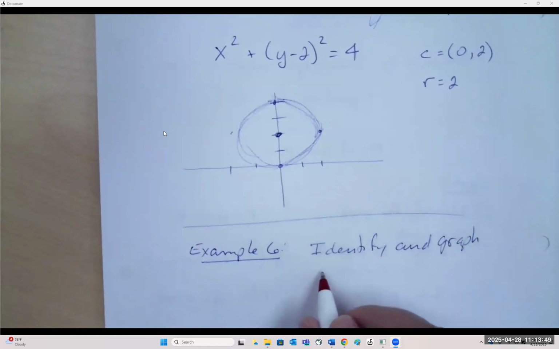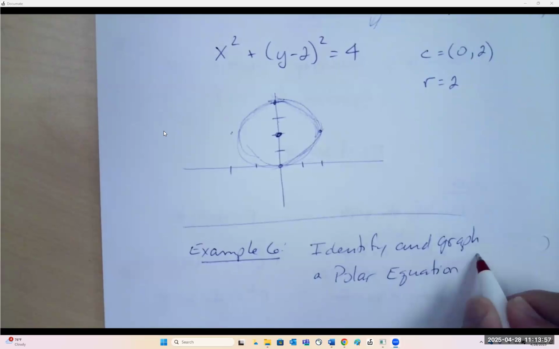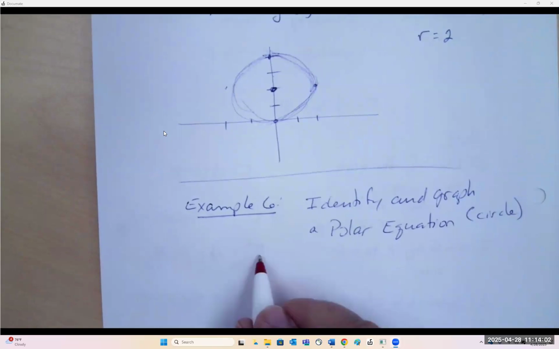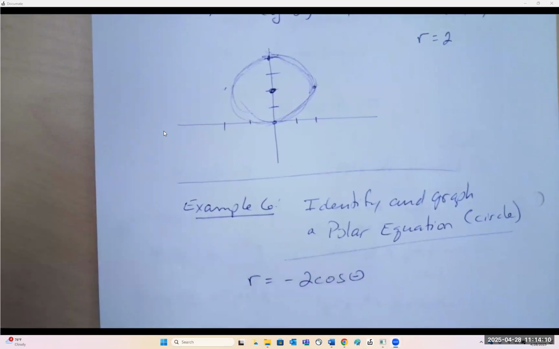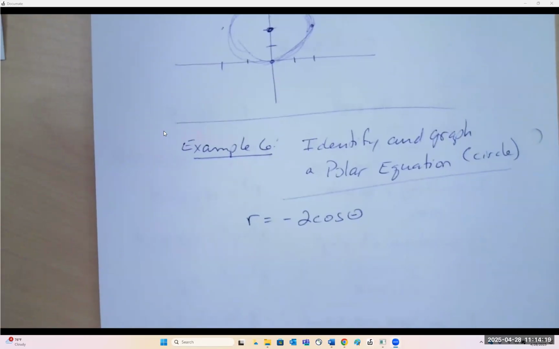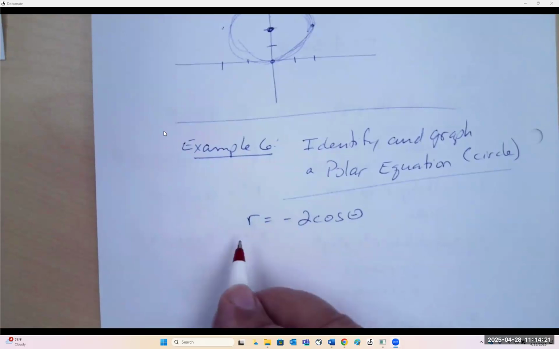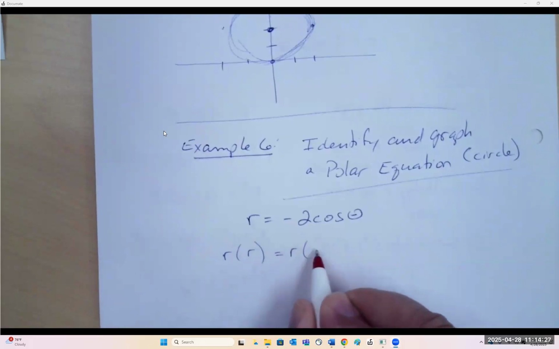And do the next one. Identify and graph a polar equation. This one's also going to be in the shape of a circle. r equals -2 cosine theta. So the same solutions. We have this equation. First thing you do is multiply r to both sides because we need to make it into an equation of a circle.